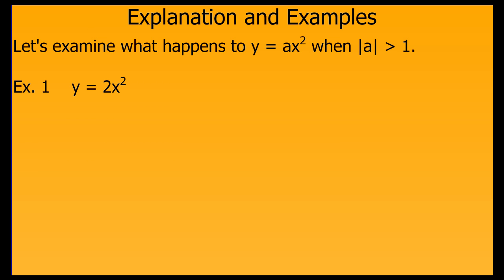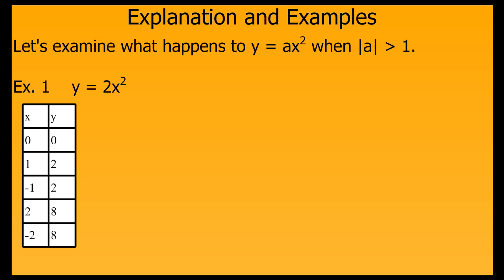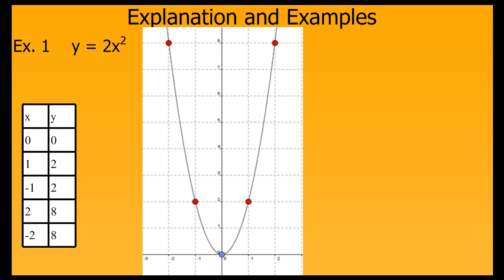Let's look at some examples where the absolute value of a, the coefficient of x squared, is greater than 1. So for this first example, we'll look at y equals 2x squared. I start with a table of values where I pick 0 and a couple of points on either side of 0. When I plot those points, I get an upward facing parabola with a vertex of 0, 0. Notice again the symmetry. Now I have a point on the right side, 1, 2, and a symmetric point on the left side, negative 1, 2. Then the same thing with 2, 8 and negative 2, 8.